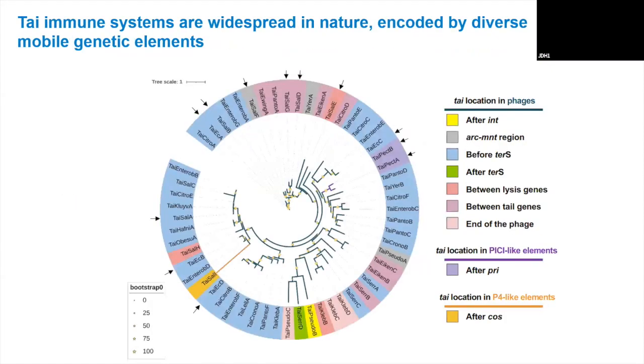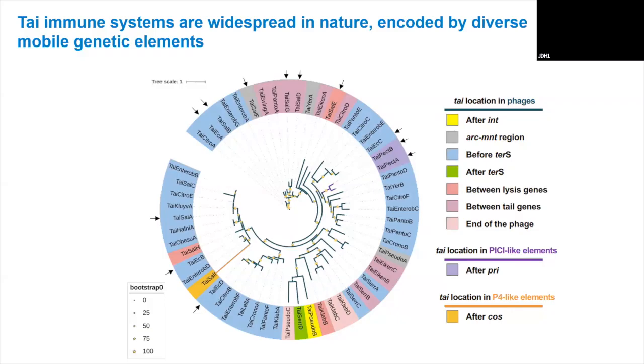So we went to the database, and we found 57 different TAI proteins, different versions of these systems, present in E. coli, Salmonella, Enterobacteria, Yersinia, and others. Most of them are present in phages. Only a few of them are present in PICI or P4, which is another phage satellite.